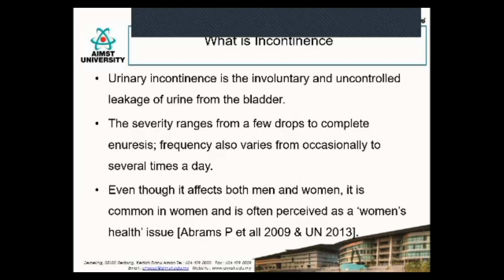And this incontinence can be very mild or maybe a very severe form. Okay, so it may range from a very small amount to a very large amount. Is that clear? So maybe a few drops to sometimes complete voiding will happen. Sometimes it occurs very frequently, sometimes it will occur very rarely. So these are the differences.